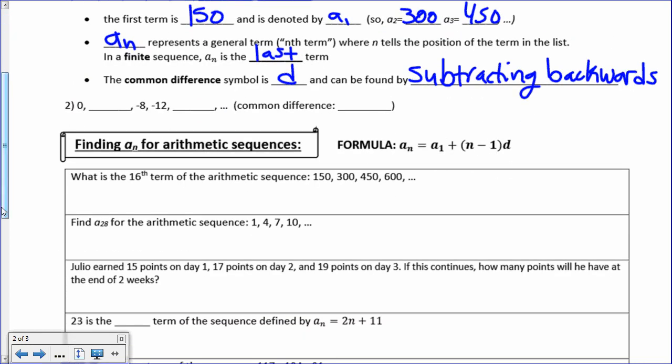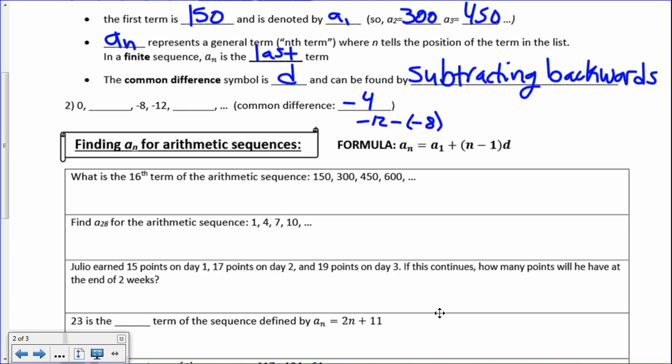I have 0, blank, -8, -12, blank. Adding 4. No, subtract 4. You're adding something. You want to always say it in terms of adding, but what is it that you're adding? You're adding -4. Remember, the way you find that is you pick 2 consecutive numbers and you subtract backwards. They have to be consecutive. So you pick 2 consecutive numbers and you subtract backwards.